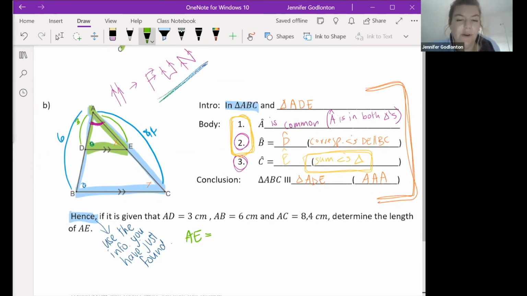Thinking about, there we go. Good. 8,4 divided by 2 is going to give us 4,2 centimeters. Good.